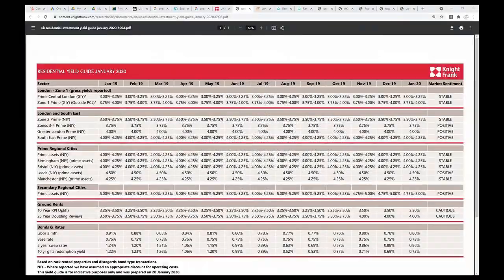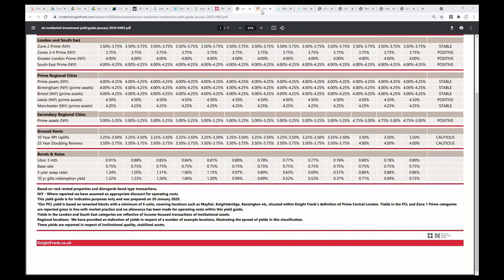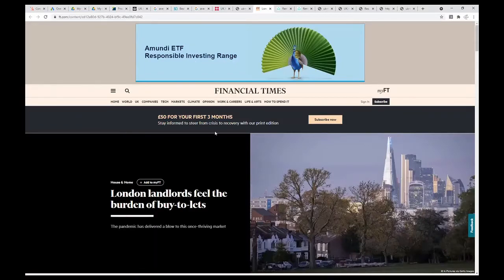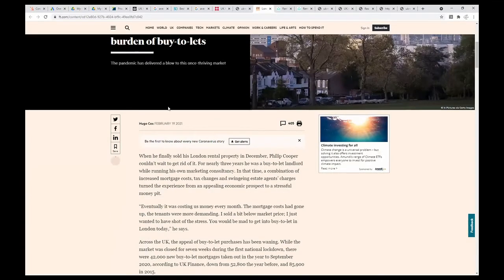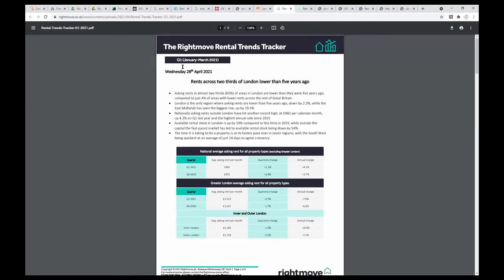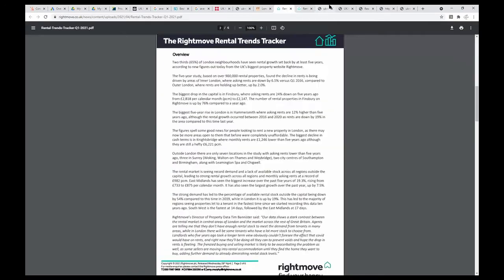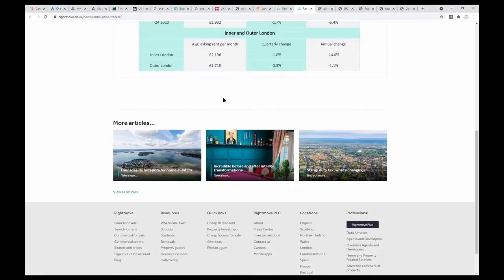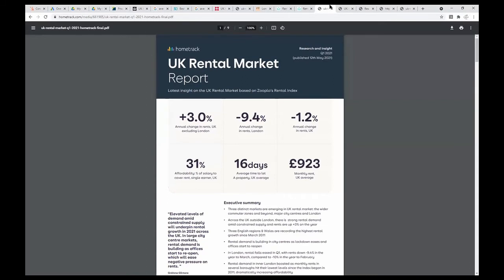So first and foremost, let me just touch on where I am getting my data from. I'm looking at Knight Frank, I'm looking at the FT as well. And because you can't get literally up-to-date data, as everything's in hindsight, all the reviews take place over the last year. But I'm trying to look at things that are within 6 months. So 28th of April, and there are lots of different reports. I've looked at Home Track as well.